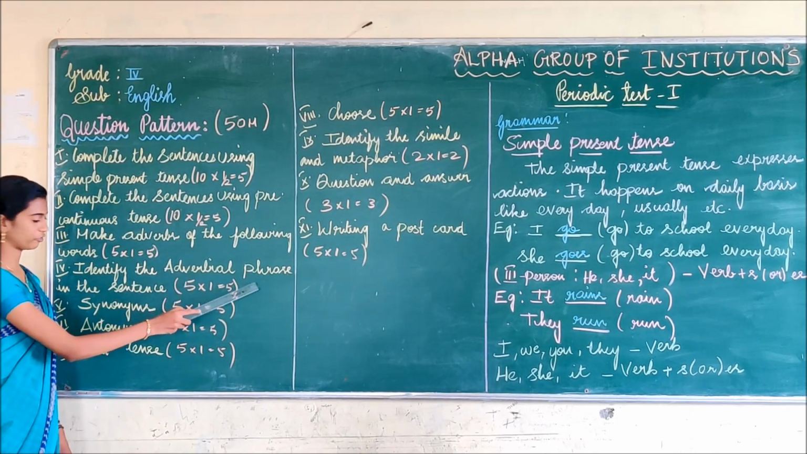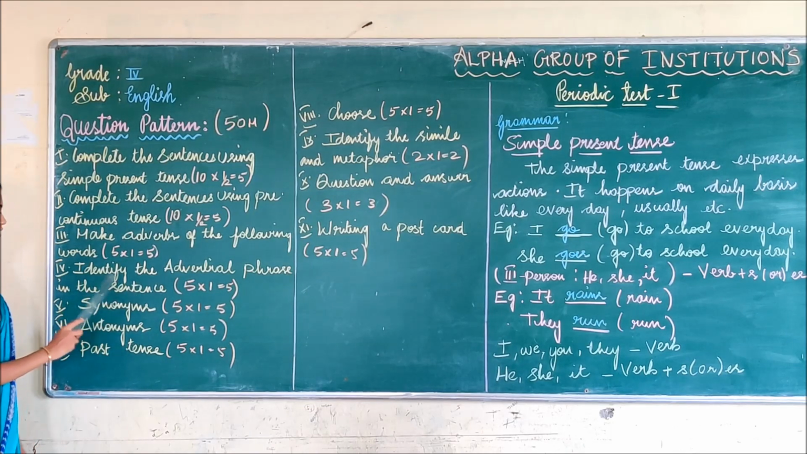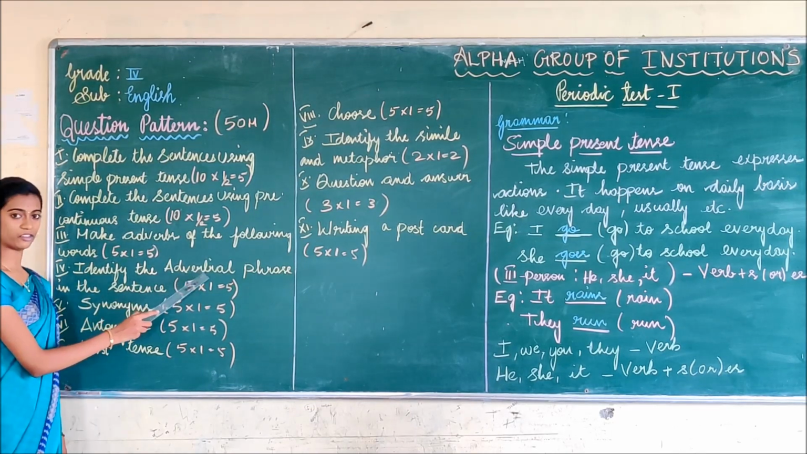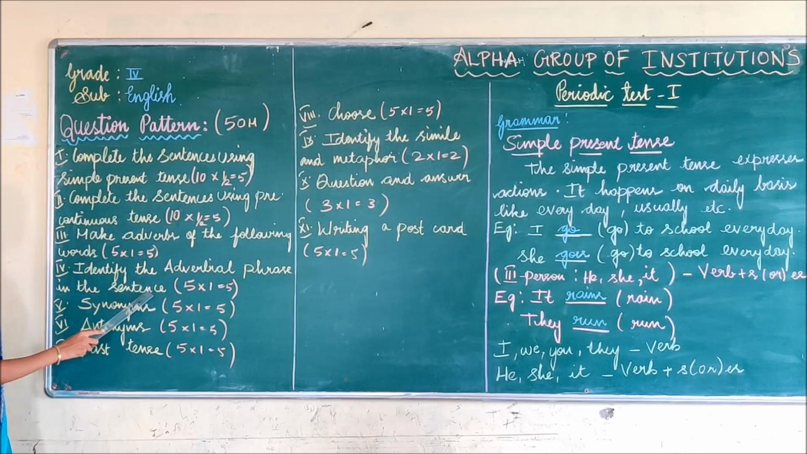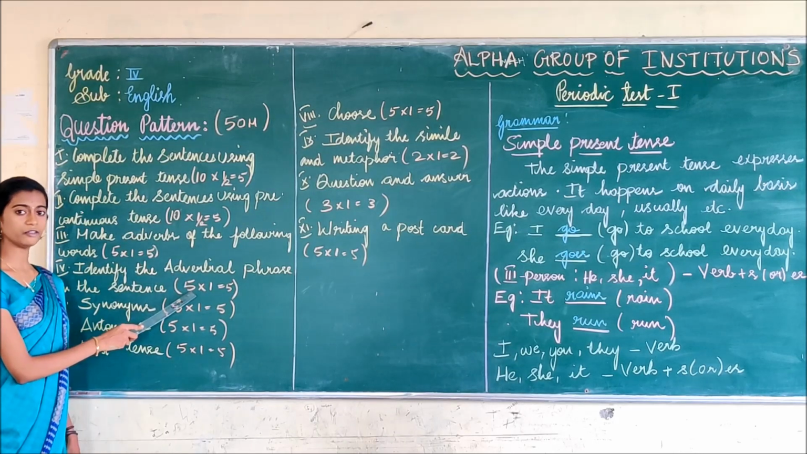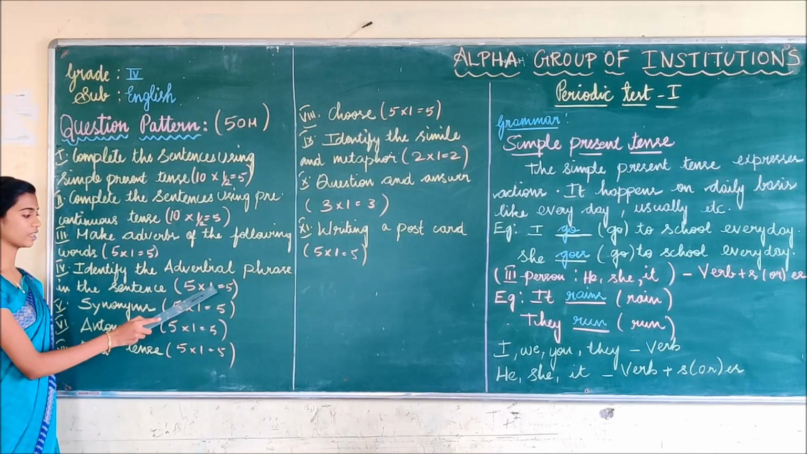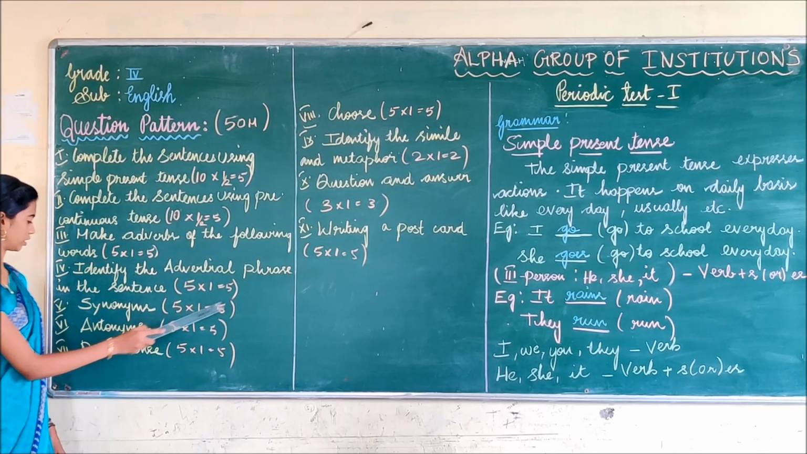Identify the adverbial phrase in the sentence. In this also there will be 5 questions. Each question carries 1 mark, totally 5 marks.